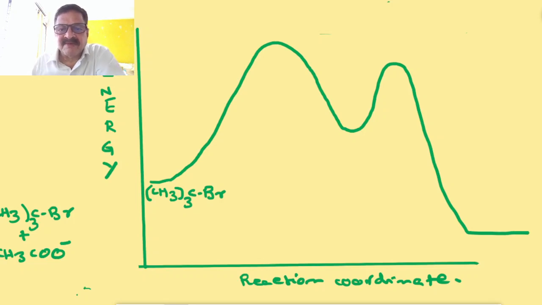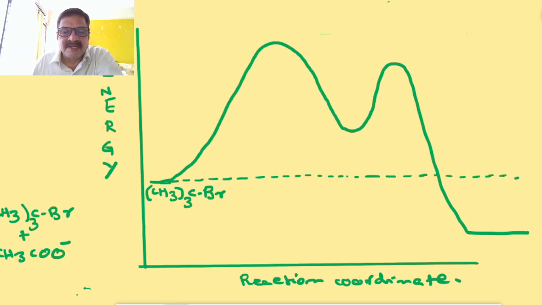Okay, I will explain each and every point here. So this is the energy of our reactants here. This line is the energy of the reactants. Correct. So let us draw it here now. Energy of the reactants here. Now this is the activation energy.